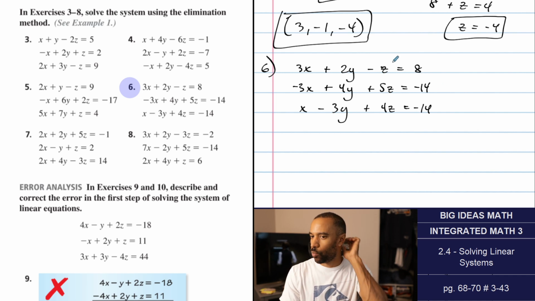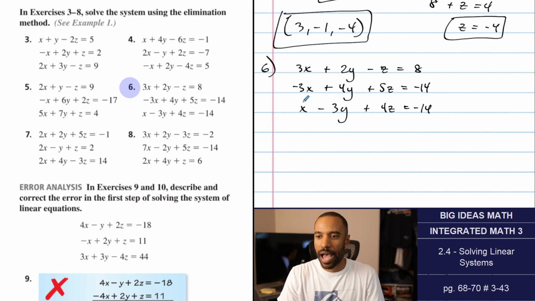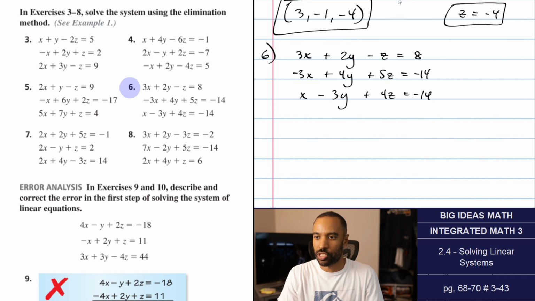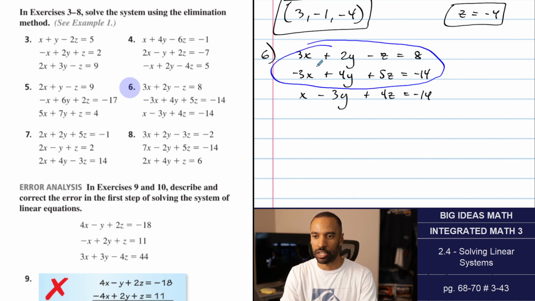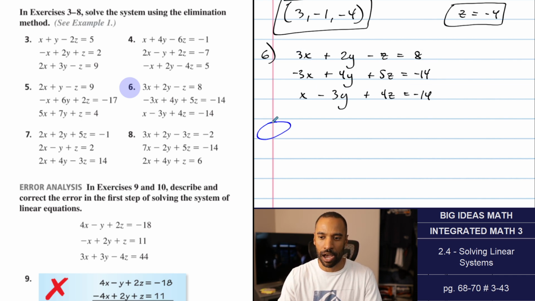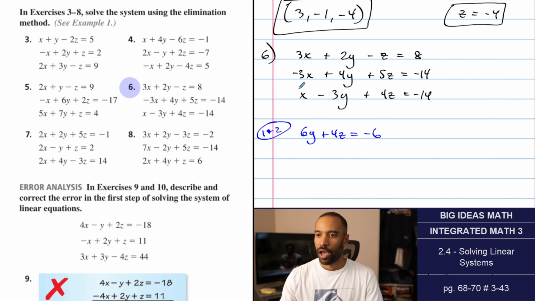Okay, which one should we do here? I'll go for eliminating x's. It just seems right. If you're fine with me doing it, because these are already in a row right now, there's nothing to change. So let's take 1 and 2 right now and do that same thing that we were doing before. 3x minus 3x is 0. 2y plus 4y is 6y. Negative z plus 5z is 4z. And 8 minus 14 is negative 6. So there's one equation.